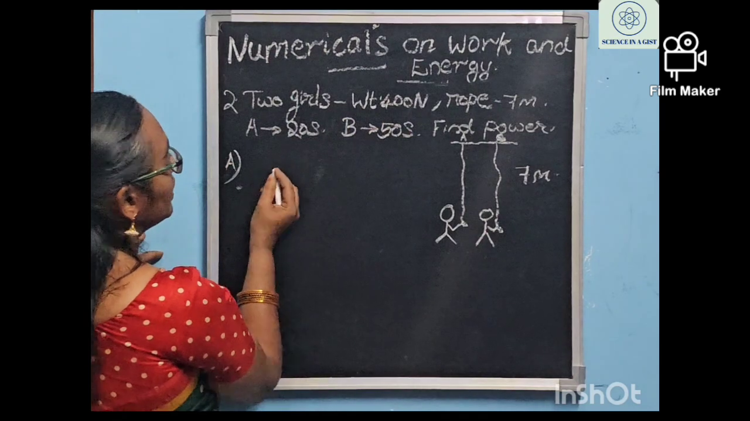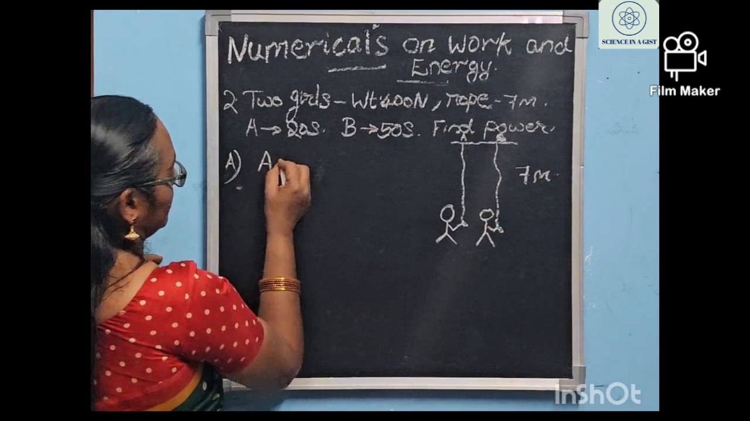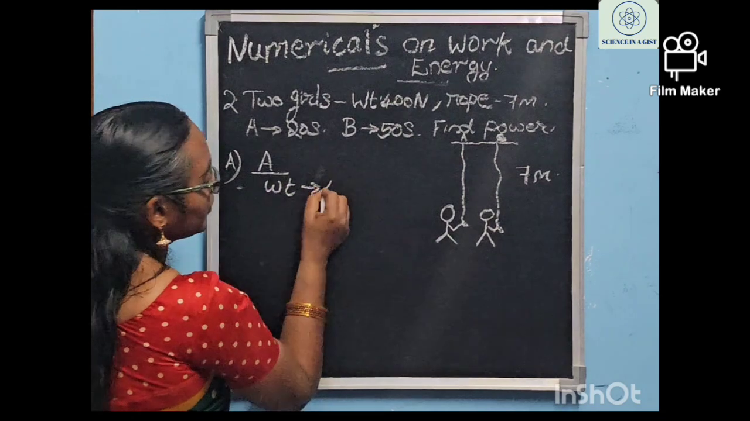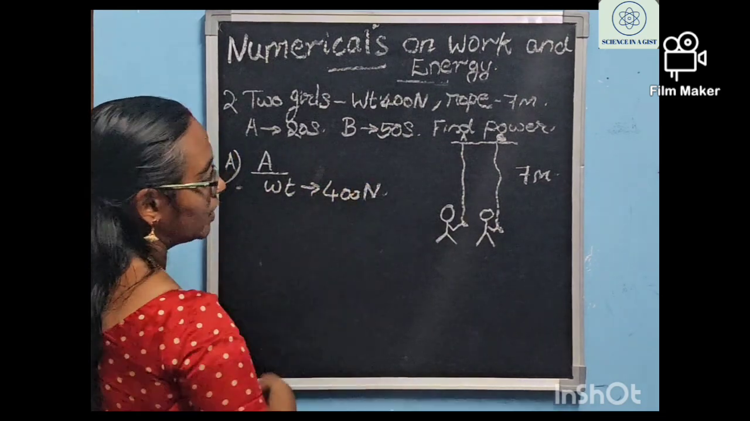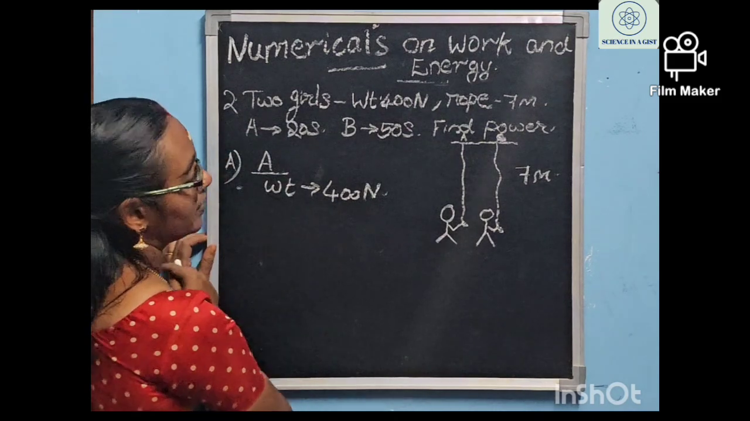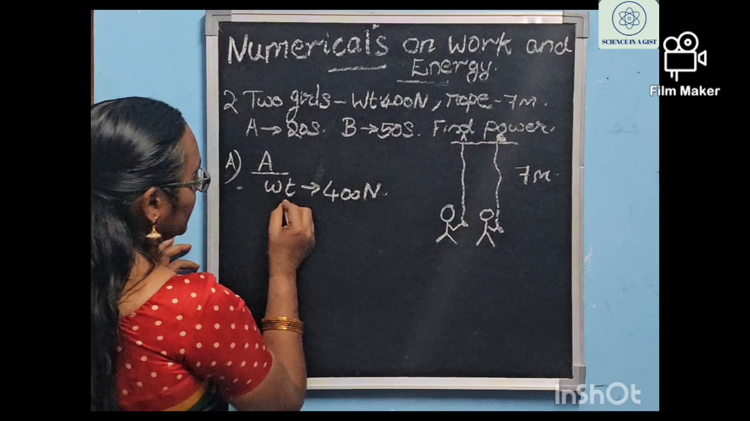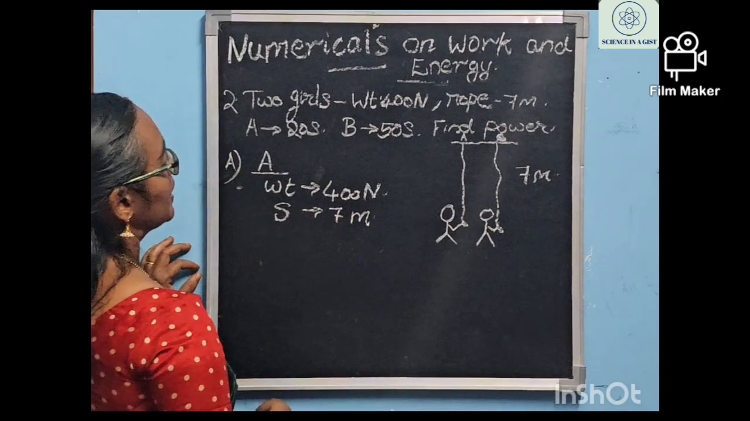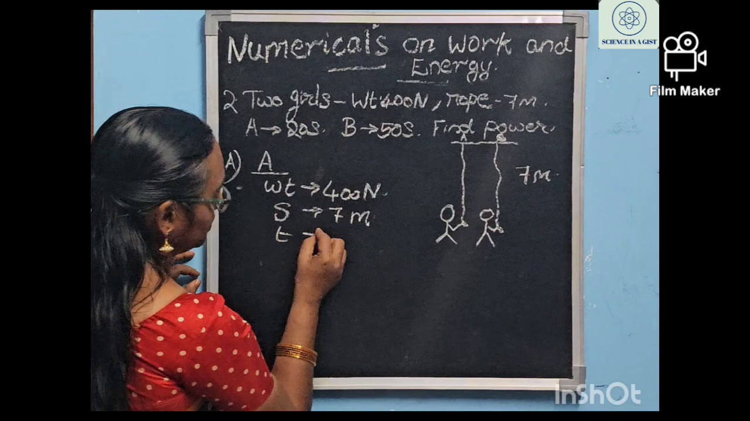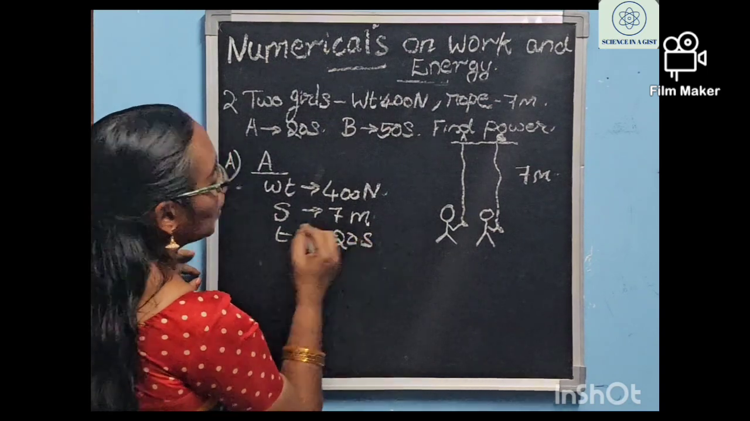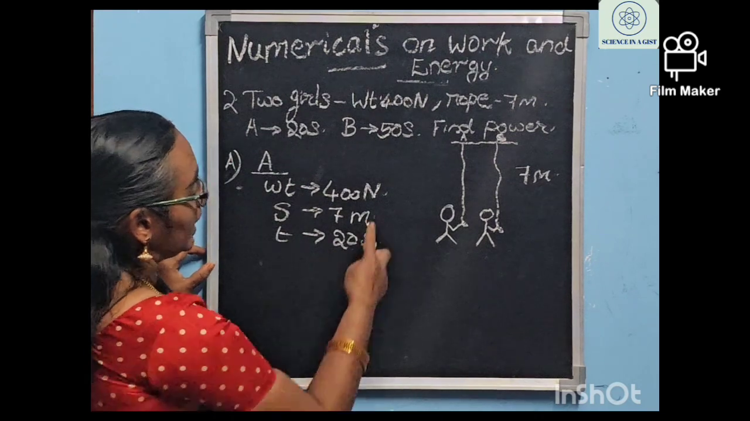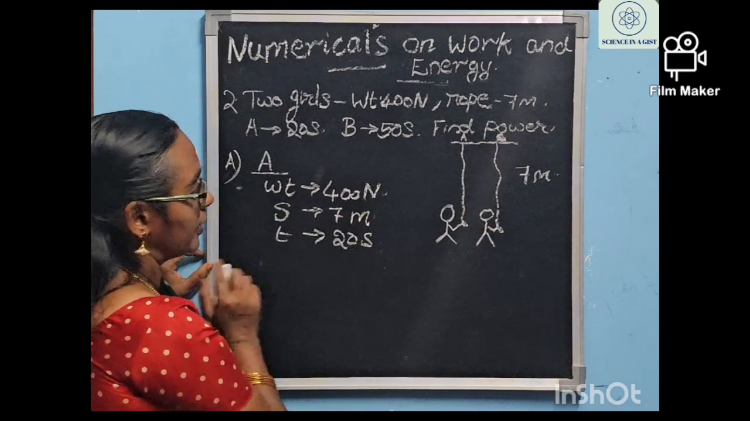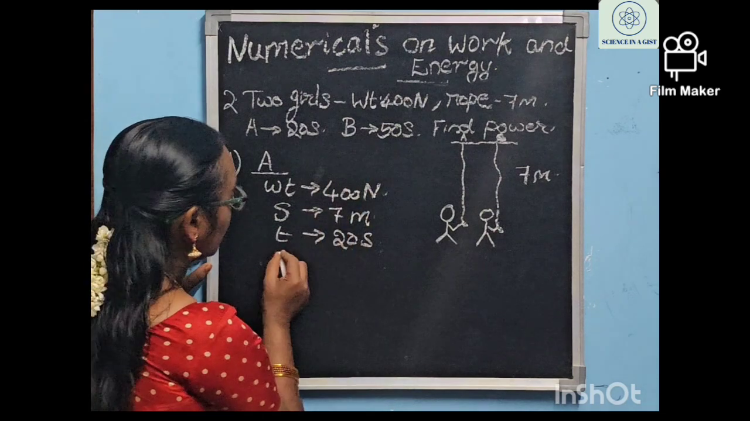Now we are going to write what all things are given. Girl A, weight is 400 Newton. She is having weight 400 Newton and the length of rope, that is S, is equal to 7 meter. And the time for the first girl is 20 seconds. Let's see whether they are in SI unit or any other units. All the things are in SI unit, so no need to convert. What are they asking? They are asking about the power.